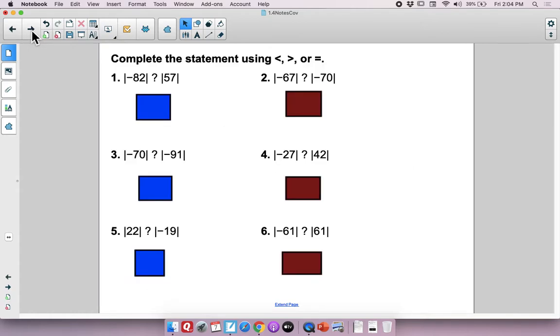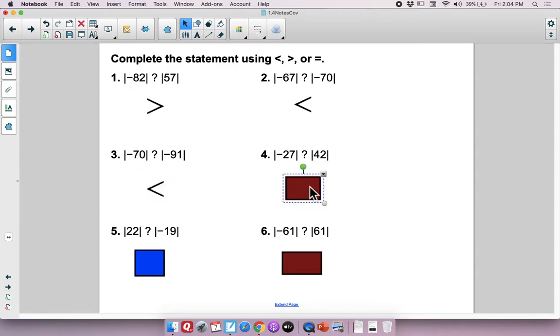All right. So remember, absolute value is a number's distance away from zero. And so go ahead and complete these with a less than sign, a greater than sign, or an equal sign. Okay, we're back. Hopefully for these, you got greater than, because this would be 82 and 57, so that would be greater than. This one, hopefully you got less than sign. Here it would be a less than sign. Here it would be greater than sign.